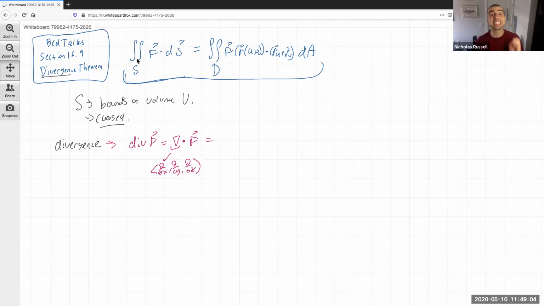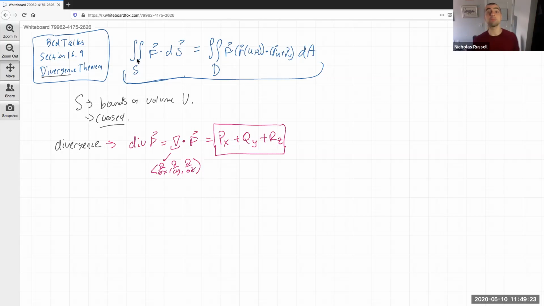And this is going to be a scalar quantity, where this is actually the derivative of my x component with respect to x, plus the derivative of the y component with respect to y, plus the derivative of the r component with respect to z. And this right here is the divergence. We will call this the divergence of a vector field F.